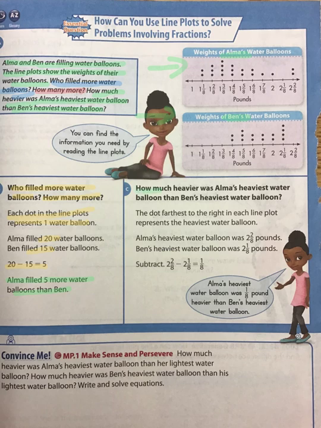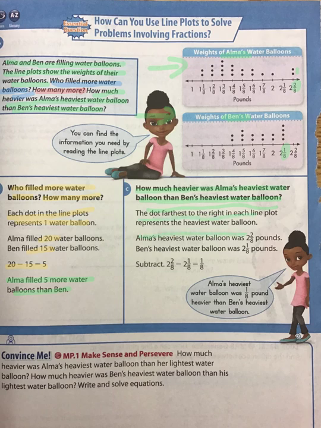We want to find out how much heavier was Elma's heaviest water balloon than Ben's heaviest water balloon. So if we look at the heaviest, look up at the line plots. I'm going to highlight for you. Elma's heaviest balloon is 2 2/8 pounds, and Ben's heaviest balloon is 2 1/8 pounds, because that's where the data is, not the last number on the number line. So the dot furthest to the right in each plot represents the heaviest water balloon.